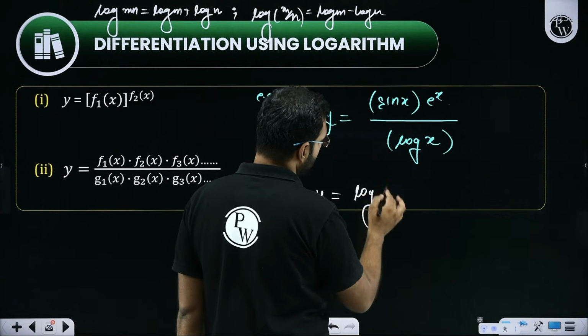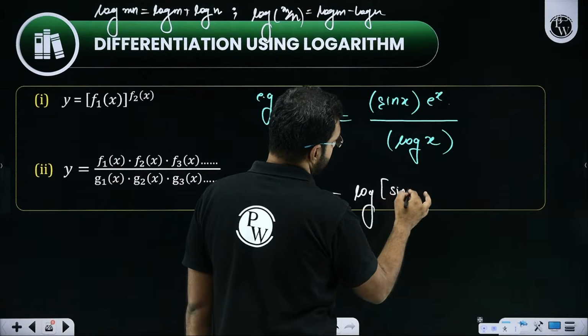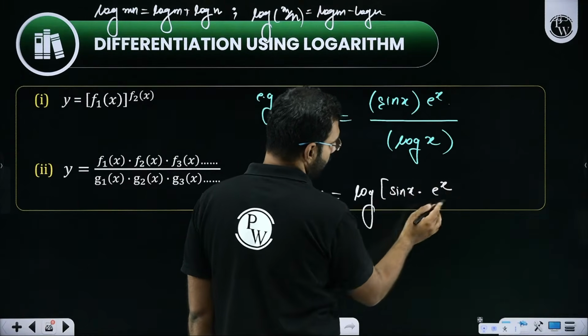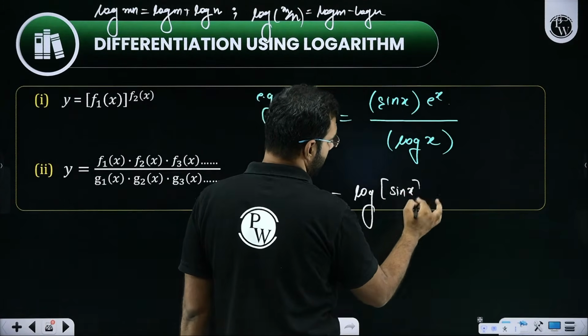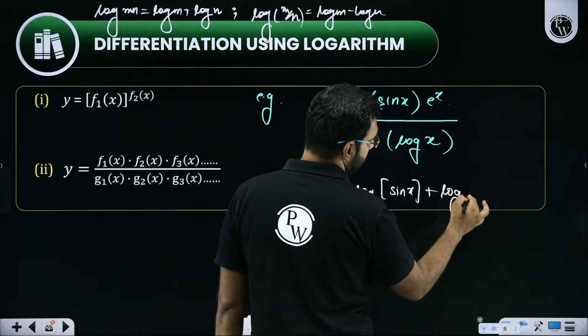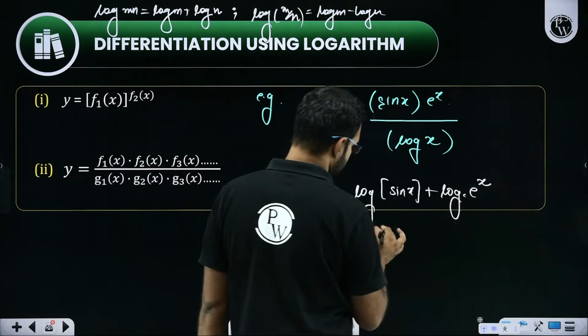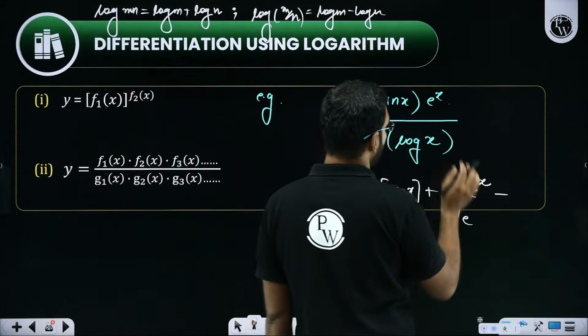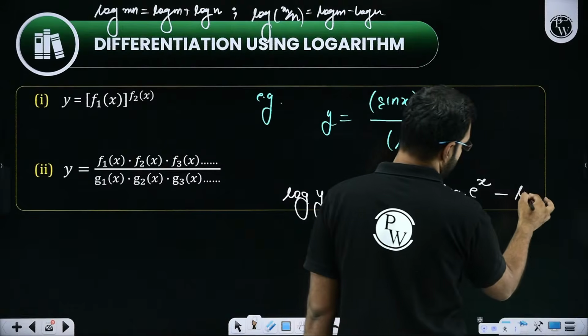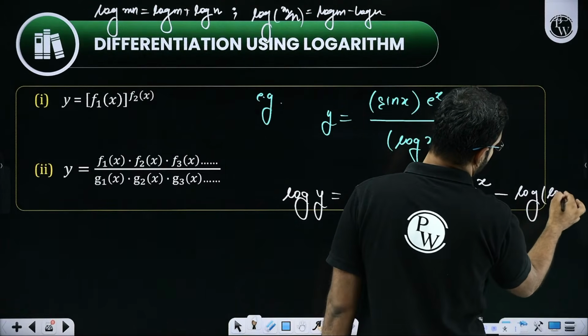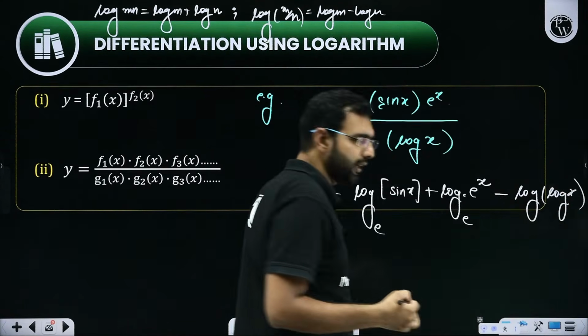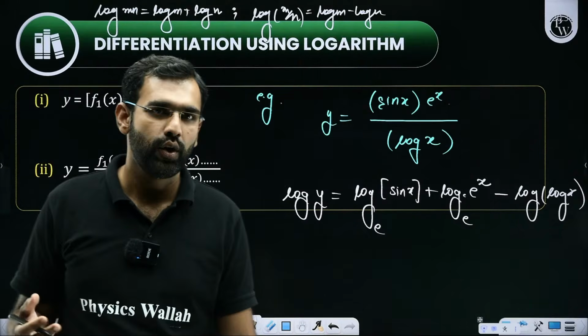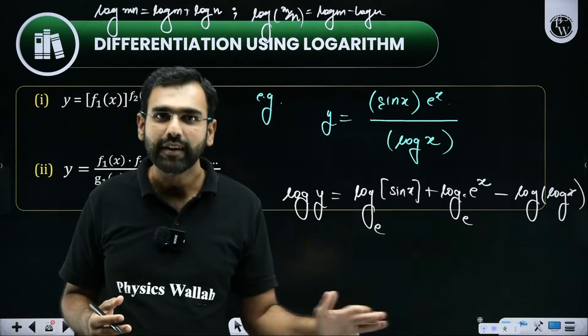So that same idea, if I extend here, log of m upon n will be log m minus log n. Here, m is sin x into e to the power x, so log mn will be log m plus log n. Yes or no? Where the base is e, don't you forget that. Minus log n. So this is log of x. Now don't you think differentiating here will be a little easier?